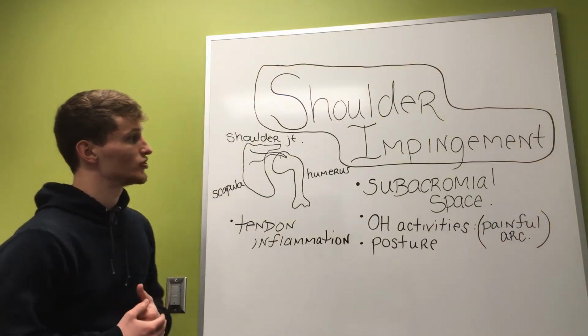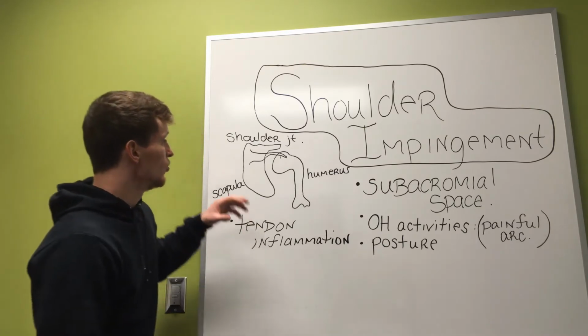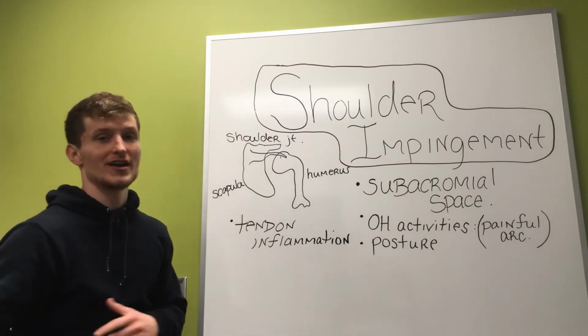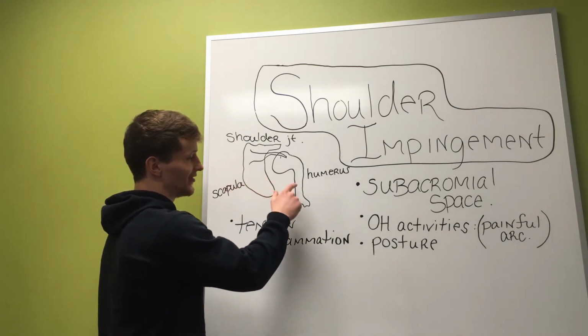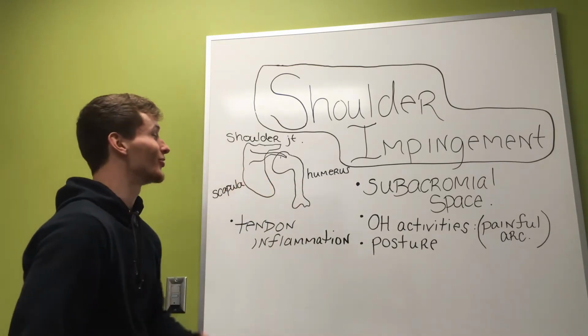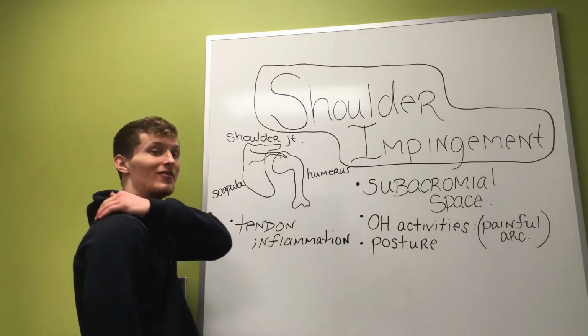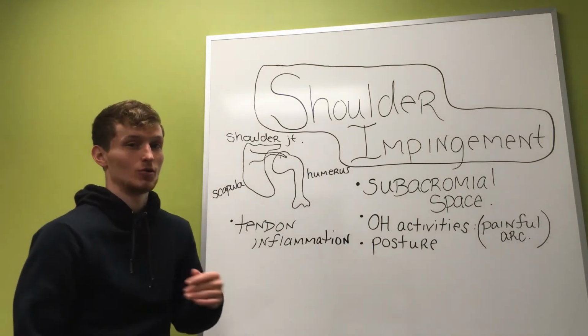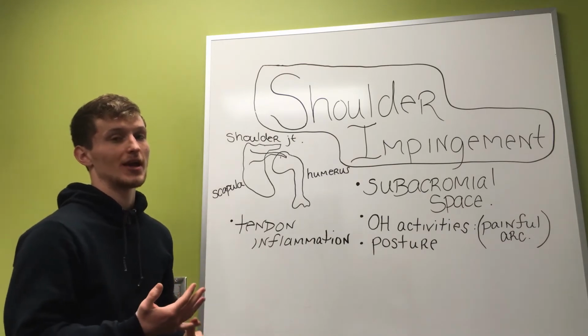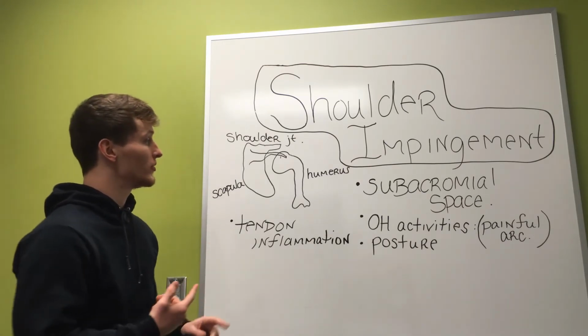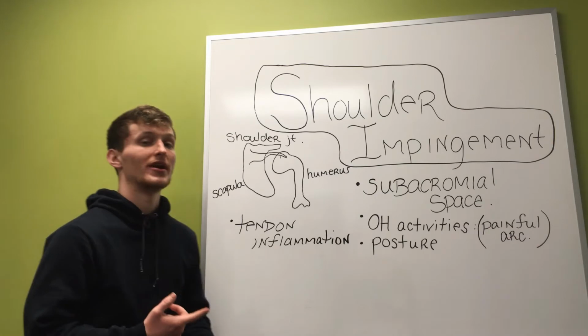So first, what is shoulder impingement? We'll use this kind of poorly drawn anatomy picture by me. Right here is your shoulder blade, and here is the actual bone of your shoulder, your humerus. So you have four rotator cuff tendons: your supraspinatus, your infraspinatus, your teres minor, and your subscapularis. Primarily what we're going to be focusing on today is supraspinatus.